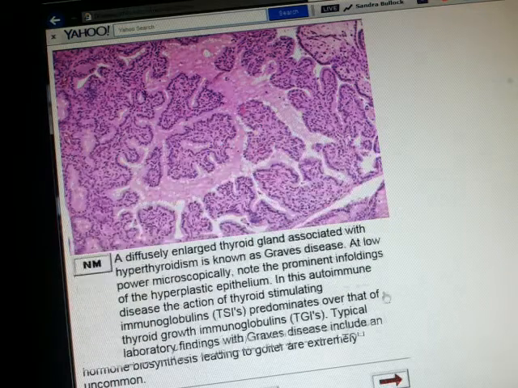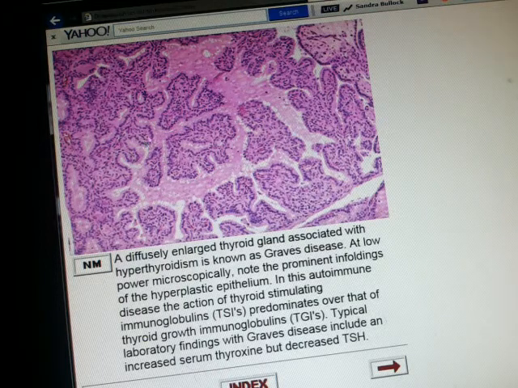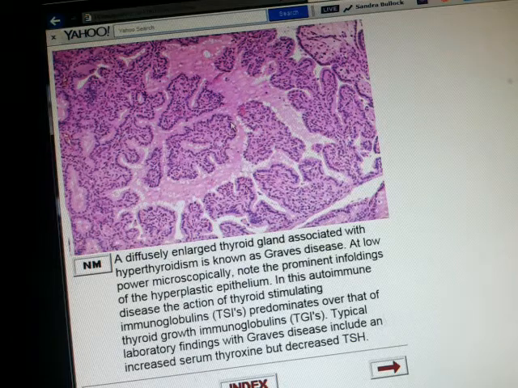In this case, there is hyperplasia of the epithelial lining of the follicles, forming these papillary structures into the follicle itself. This is an autoimmune disease known as Graves' disease due to thyroid stimulating immunoglobulin, and the typical laboratory finding of Graves' disease is increased serum thyroid stimulating hormone.